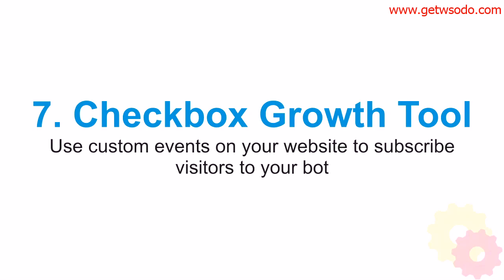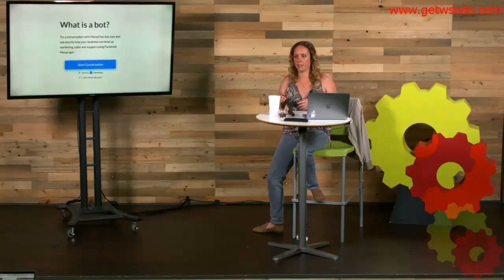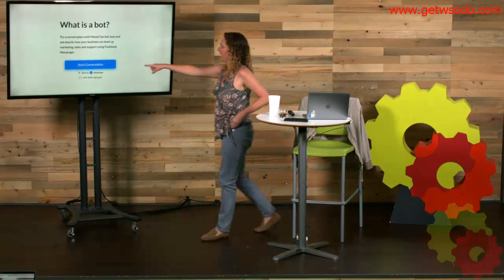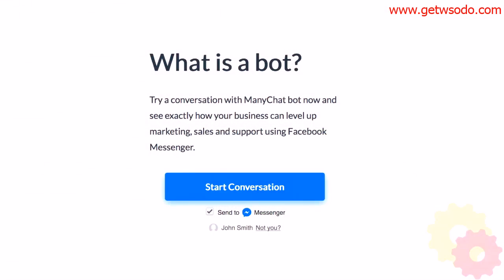Awesome. Okay. So the last one, this one's pretty new, but it's cool. This is called the Checkbox Growth Tool. And this allows you to use custom events on your site to subscribe visitors to your bot. So what that means is, you guys saw the button one, right? When you click the button, it opens in Messenger. This is similar but different. So imagine you have a button like this one on ManyChat's site. When you click Start Conversation, it goes over to the sales page to buy the tool, right?